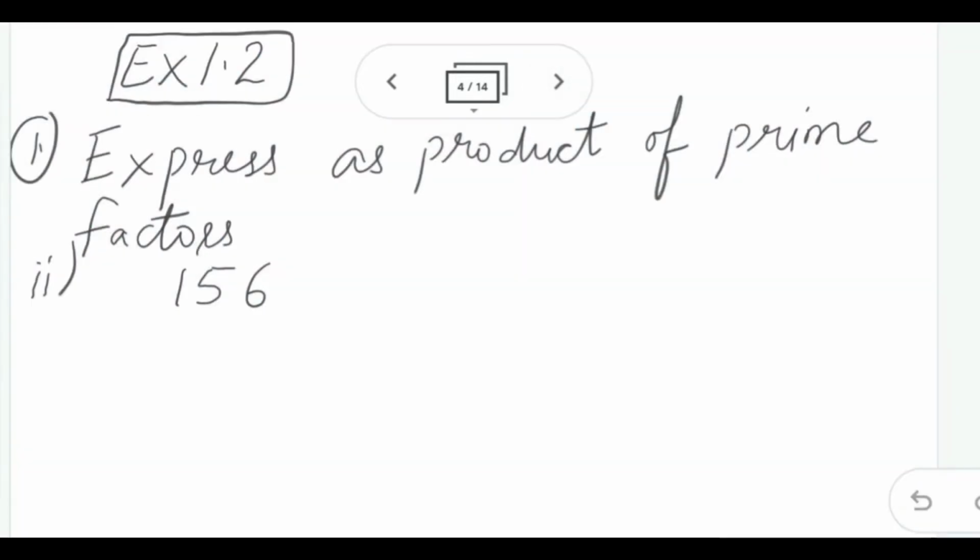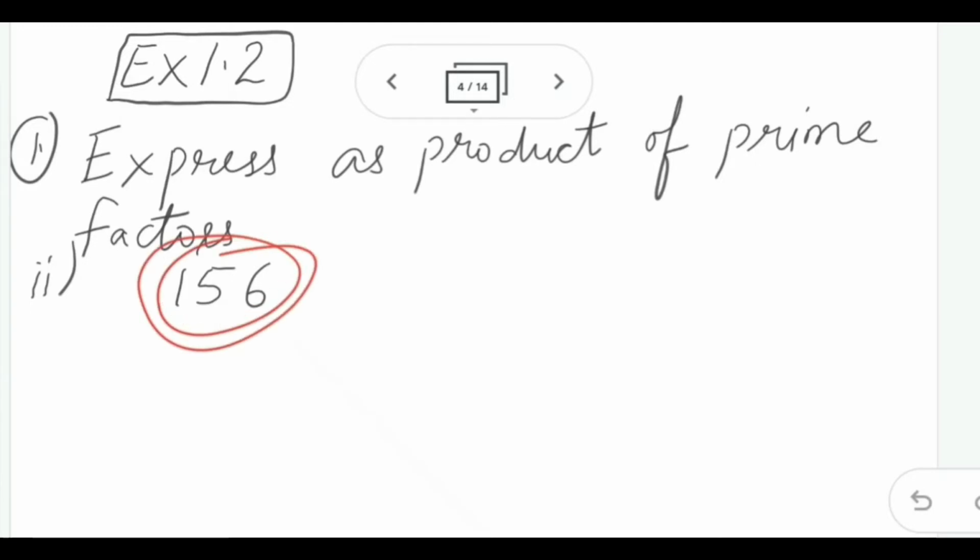Now let's start with exercise 1.2, first question. I am doing its second part. Here we have to express the number 156 as a product of prime factors. Now for simpler numbers we can just think on which table this number appears, and we can write its prime factorization as we have done in the case of 8 and 15.